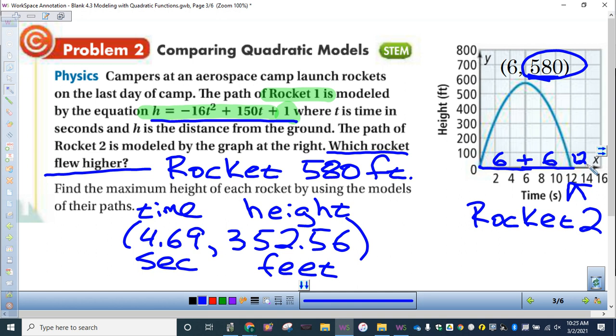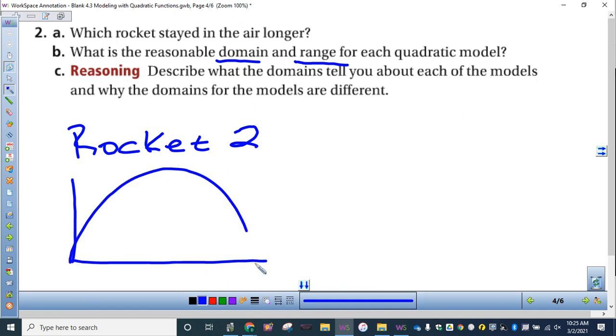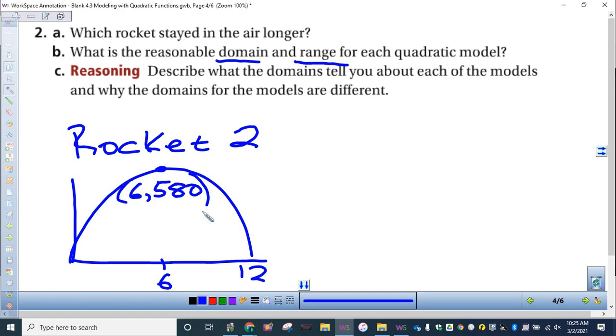Okay? So now we're going to talk about domain. I'm just talking about rocket 2 for now. Let's define that so you understand. Rocket 2 goes like this. Over here is the 12. In the middle is the 6. This point is 6, 580. So we need to talk about domain for this rocket 2. I'm only going to do it for rocket 2 because the same stuff applies for rocket 1.